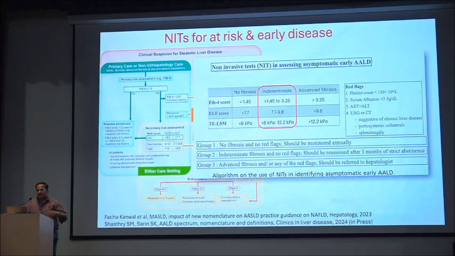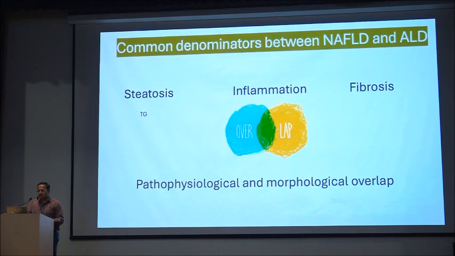Similarly, all these NITs have also been tested in patients with ALD, although limited data is available. Here, patients in the no fibrosis category can be followed up and advised to take less alcohol. But with intermediate scores of FIB4, ELF or LSM, they should be advised to undergo a repeat test after 3 months of strict abstinence, unless there are any red flags present. Otherwise, they should be followed up. But very rarely do ALD patients present at the early or asymptomatic stage. But this is the algorithm that should be followed.